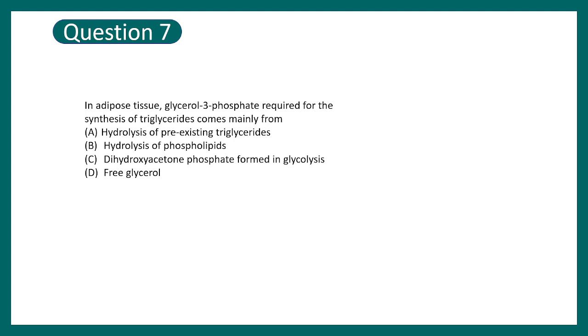Question number 7. In adipose tissue, glycerol 3-phosphate required for the synthesis of triglycerides comes from hydrolysis of pre-existing triglycerides, hydrolysis of phospholipids, dihydroxyacetone phosphate formed in glycolysis, or free glycerol. The correct answer is C. Dihydroxyacetone phosphate, which is formed from glycolysis, would be converted to triglyceride under fed situation.